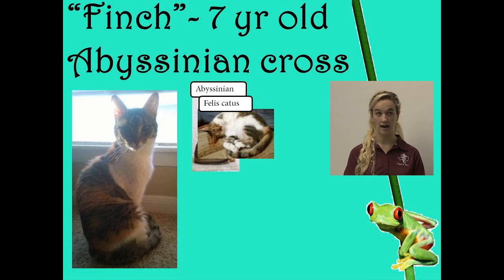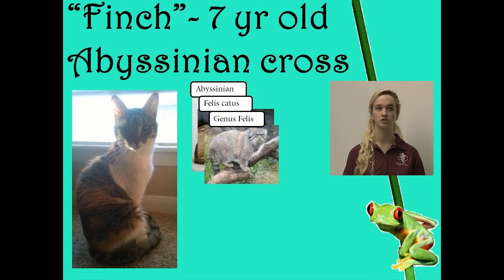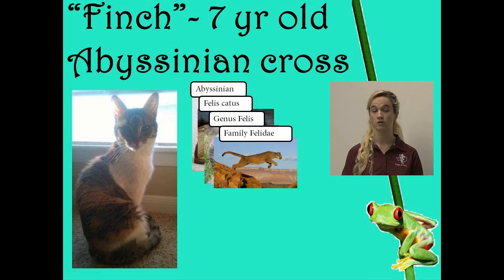There are things that she has in common with the Manul. She's in this genus Felis with the Manul, and that's the smaller size. She's different from the other family Felidae. But she is in the family Felidae, so she has things in common with this mountain lion. That's the retractable claws we talked about, the balance of flexibility, and the strict carnivore diet.